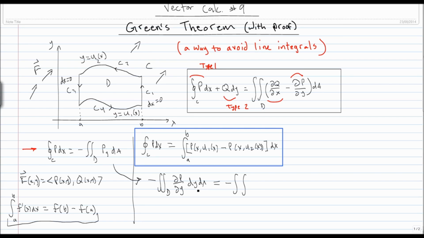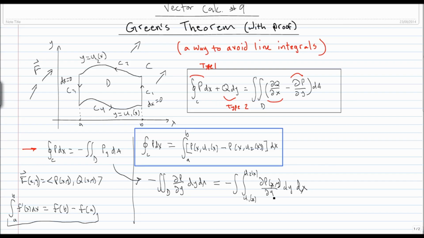We're integrating with respect to y. So where does y start and where does y finish? Well, y starts on C4 and goes up to C2. So y goes between u1 of x and u2 of x. Partial p, remember p is a function of x and y. So after we compute that inner integral, we have our new integrand for our outer integral.